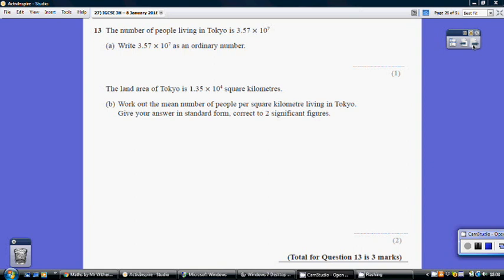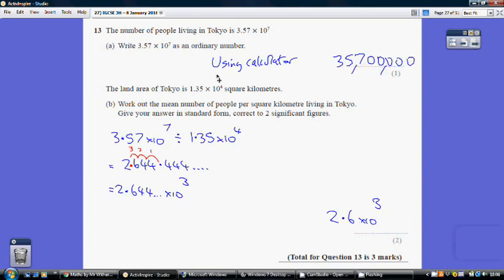Question 13. So if you can just pop this into your calculator and write 3.57 times 10 to the 7, equals, the SD button, and it gives you the answer. Alternatively, if you just bunny hop along seven decimal places, that's your answer.